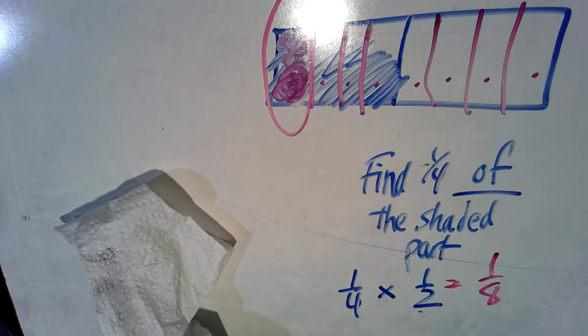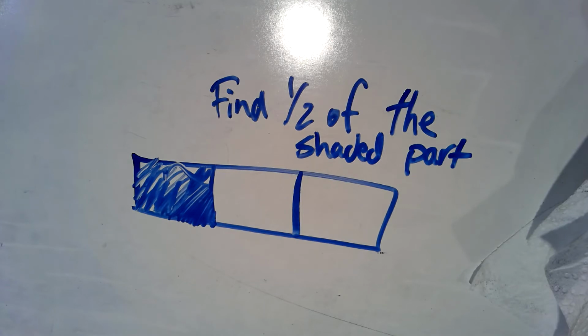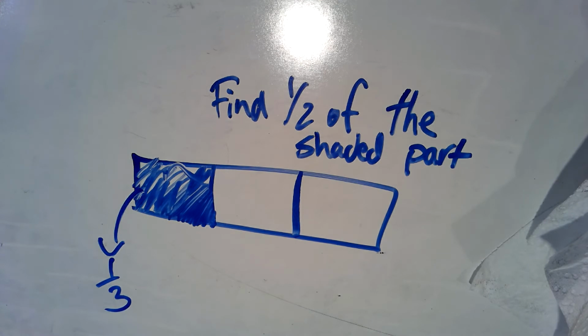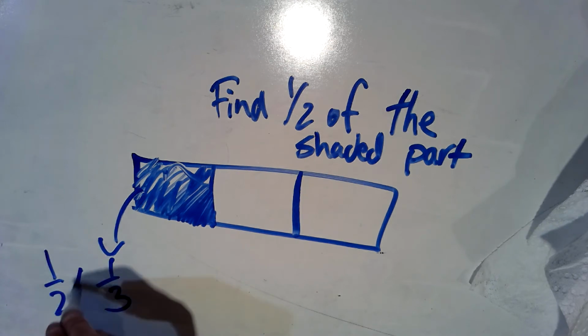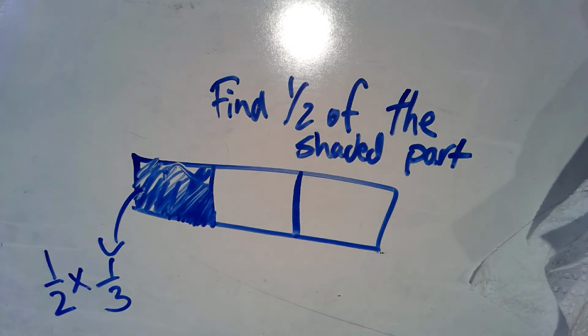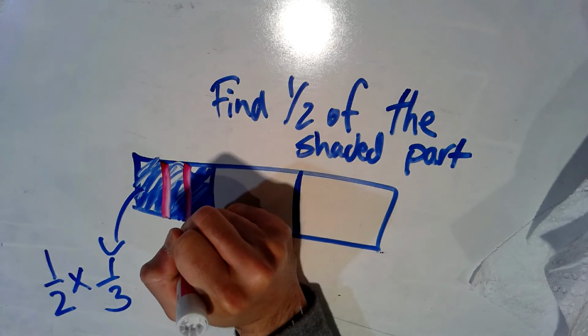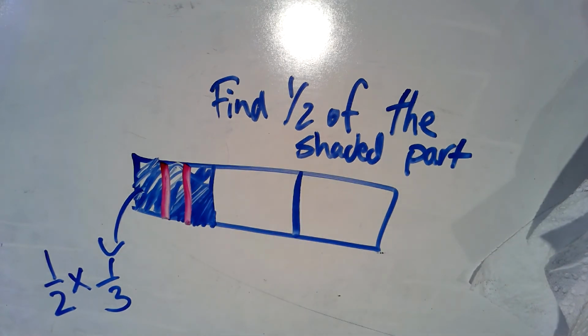Now let's say we saw a problem like this, and it said find half of that shaded part. First of all, how much is shaded? Of course, that's 1/3. 1/3 is shaded. I want to find half of 1/3. Of means multiply. 1/2 of 1/3, or 1/2 times 1/3. So what I could do is I could take that 1/3 and I can break it into thirds. And the question said find one of those thirds. So I'm going to shade in 1/3. That amount.